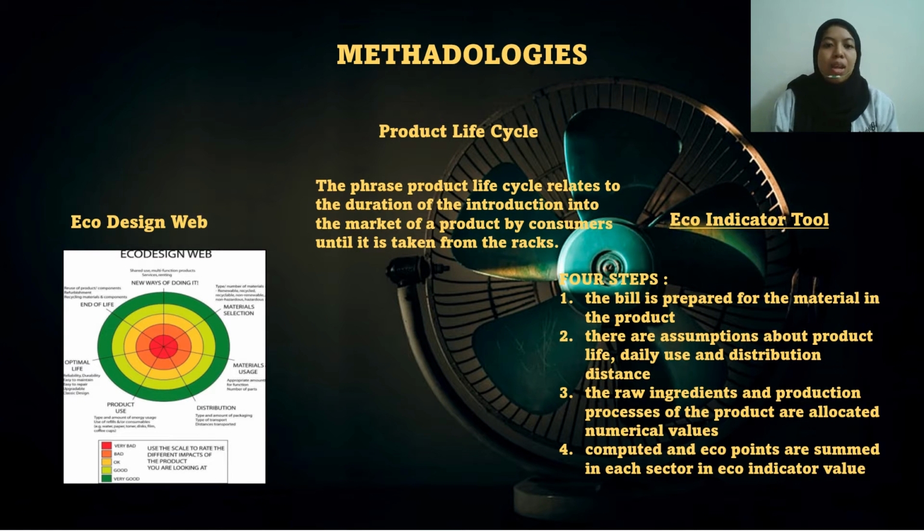Lastly is the eco-indicator tool. Eco-indicator has four steps, that is, the build is prepared for the material in the product. There are assumptions about the product life, daily use, and distribution distance, the raw ingredient and production process of the product, and lastly, it is computed and eco points are summed in each sector in the eco-indicator value.